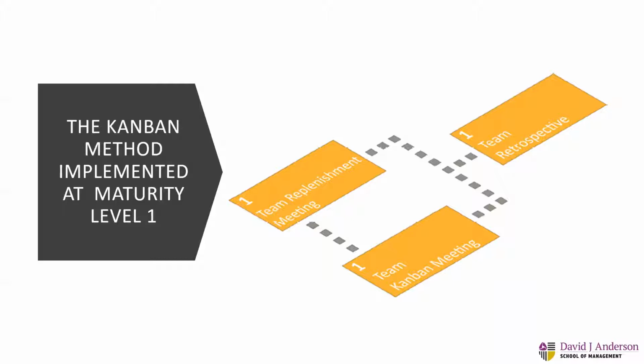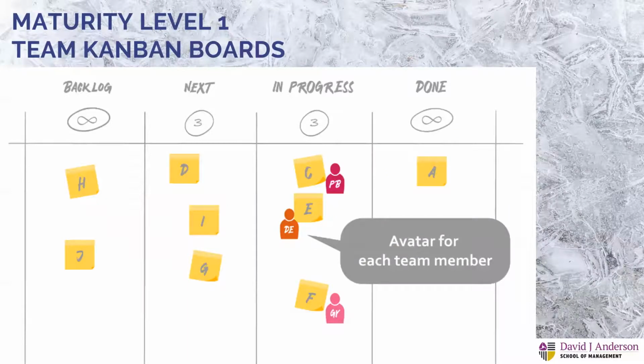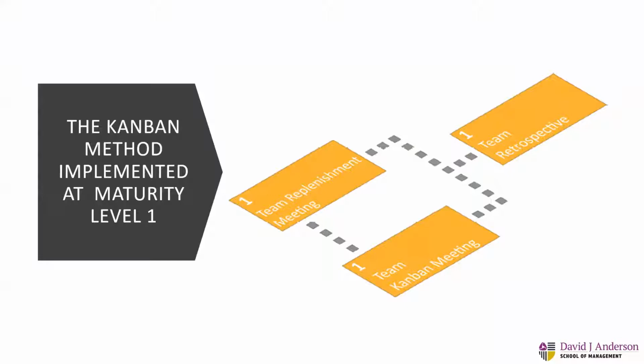Then we have team replenishment meeting. This is when you decide what you pull from the backlog to the next. Then until the next replenishment, you don't bother with the backlog anymore. And team retrospective, this is our improvement meeting, when we want to look to the past, see what happened and what we can do to improve it.